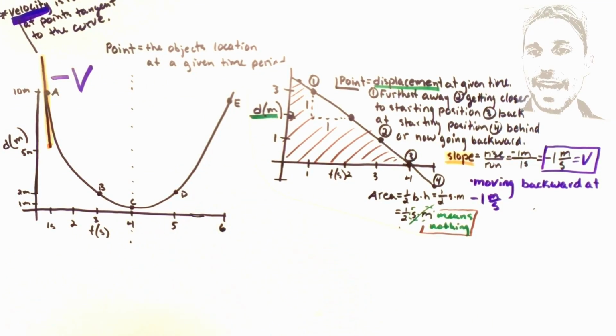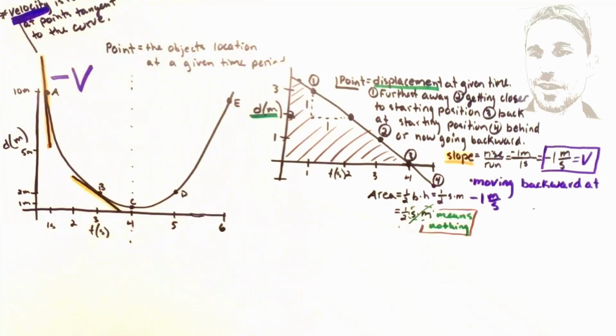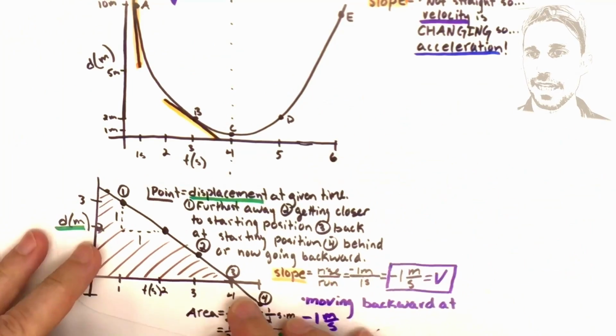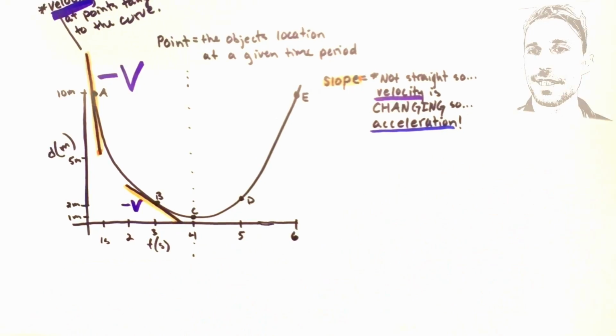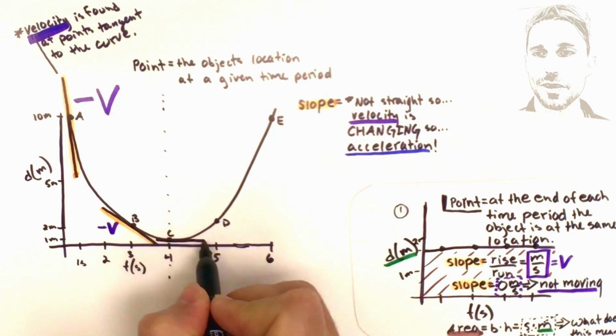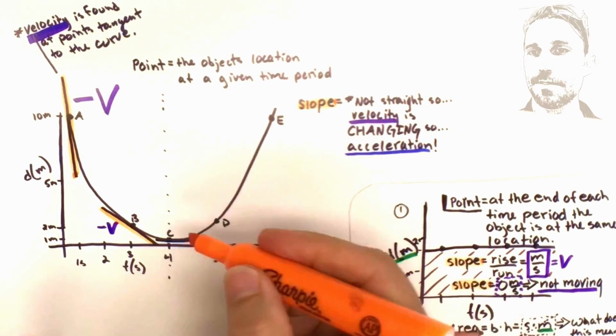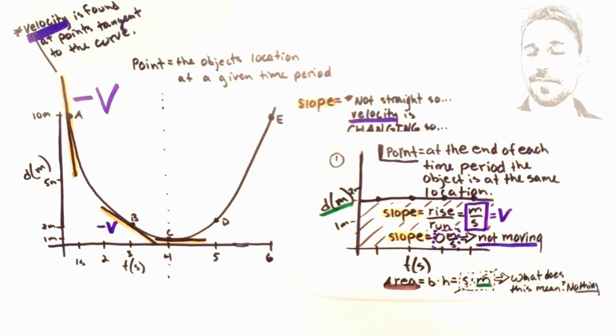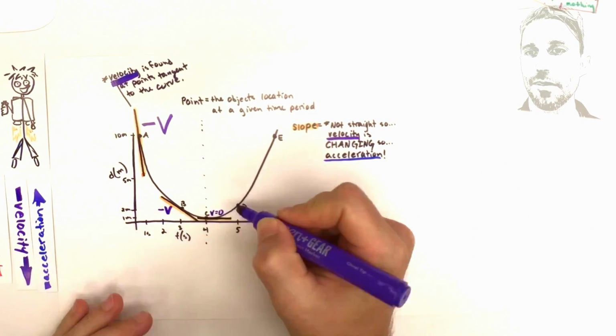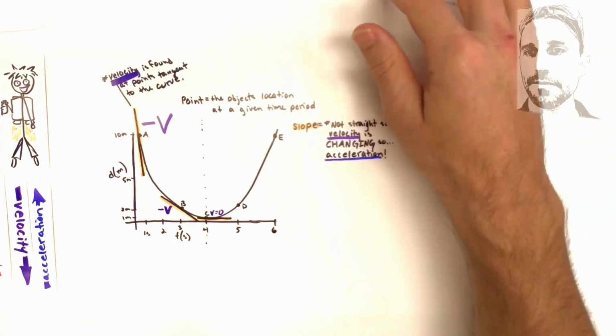So this is a negative velocity, and this is a downward slope. So this is a negative velocity also. And then at point C, this is a horizontal slope. So here, we're not moving. We've stopped moving. So velocity there is 0.